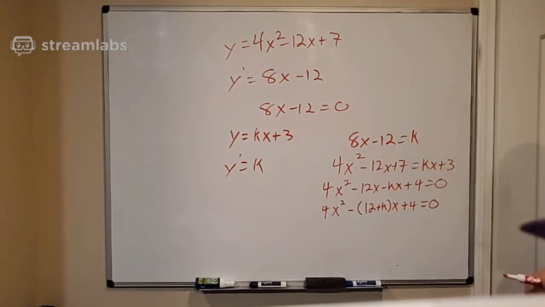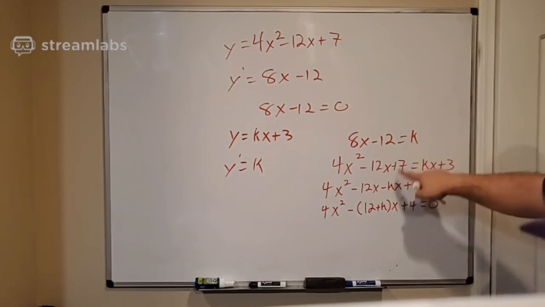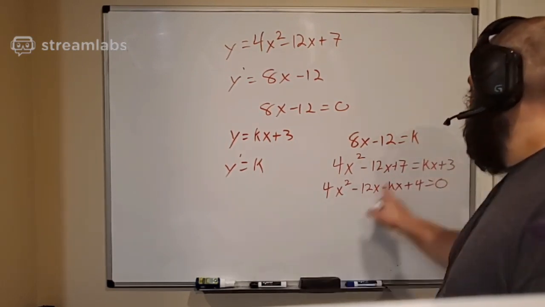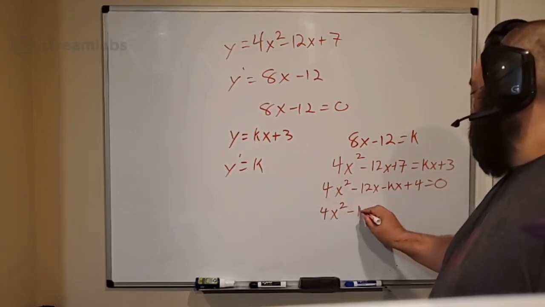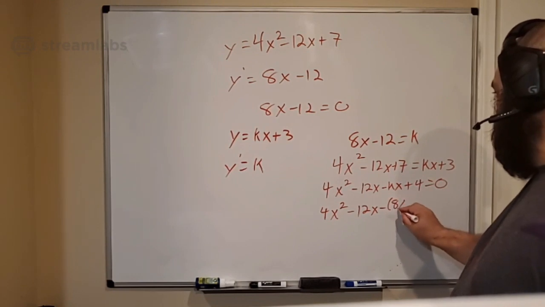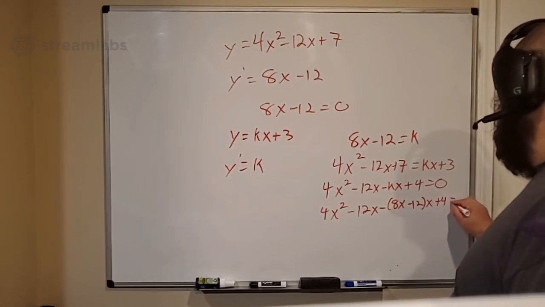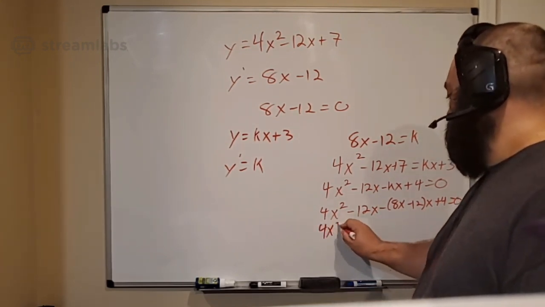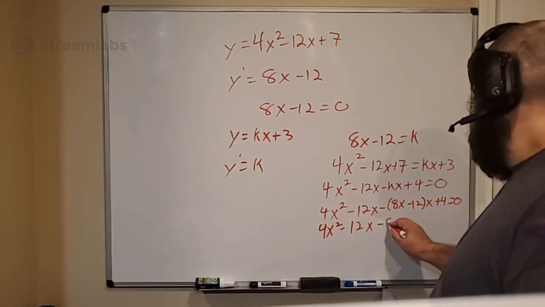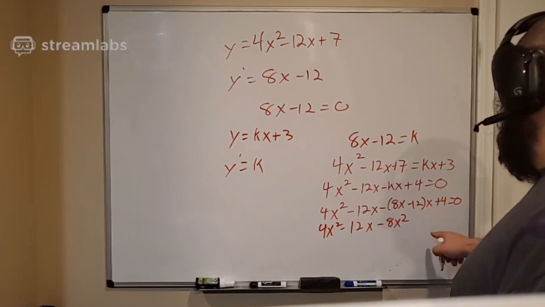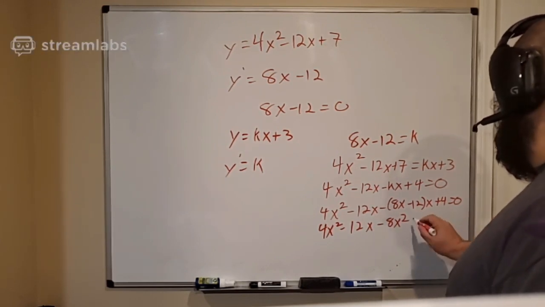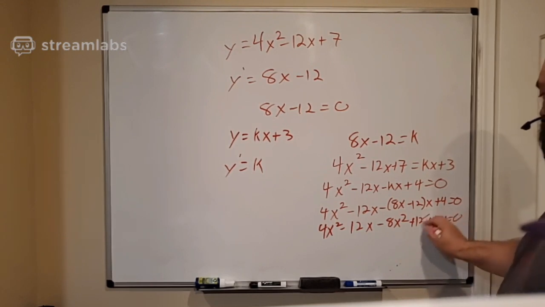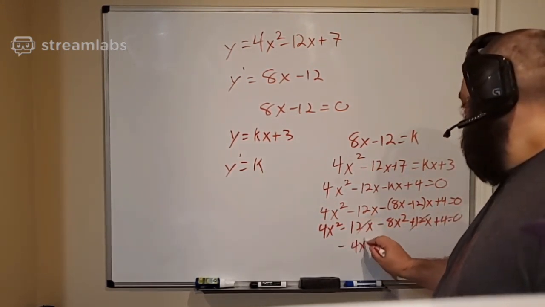Oh, you can substitute in for k, which would probably be your best option at this point. So I wouldn't do this line. I would substitute in for k right here. So you get 4x squared minus 12x minus 8x minus 12 times x plus 4 equals 0. That'll probably make this a little bit easier, not tremendously. So 4x squared minus 12x minus 8x squared, minus minus, so plus 12x. Ooh, that does make it easier because the x's cancel. Plus 4 equals 0, so you get negative 4x squared plus 4 equals 0.